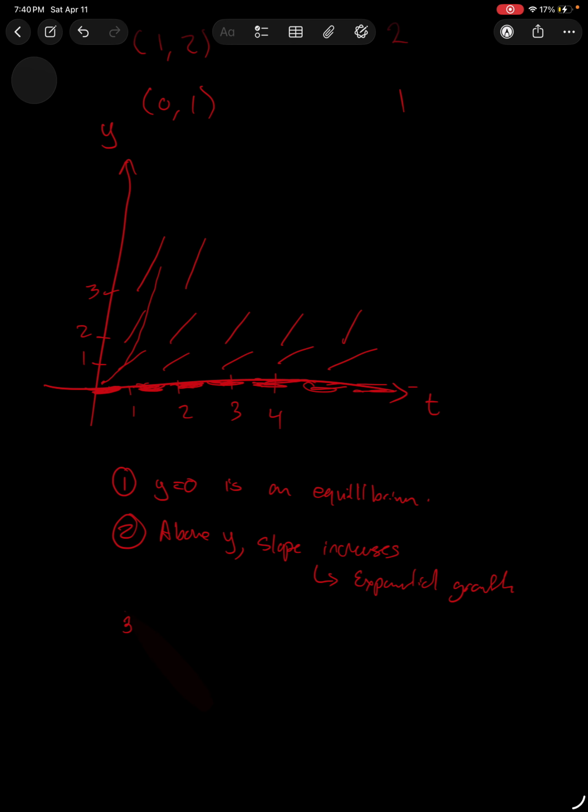And 3, below y equals 0, the slope decreases. This is exponential decay. Sometimes this is called just exponential decay, yeah.